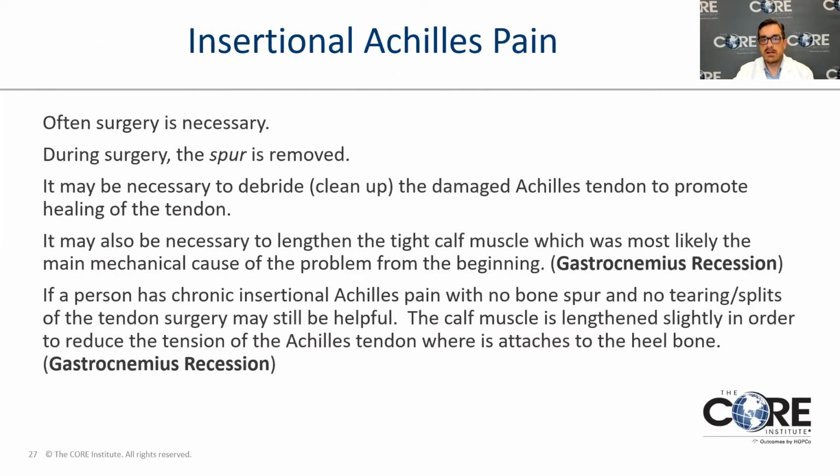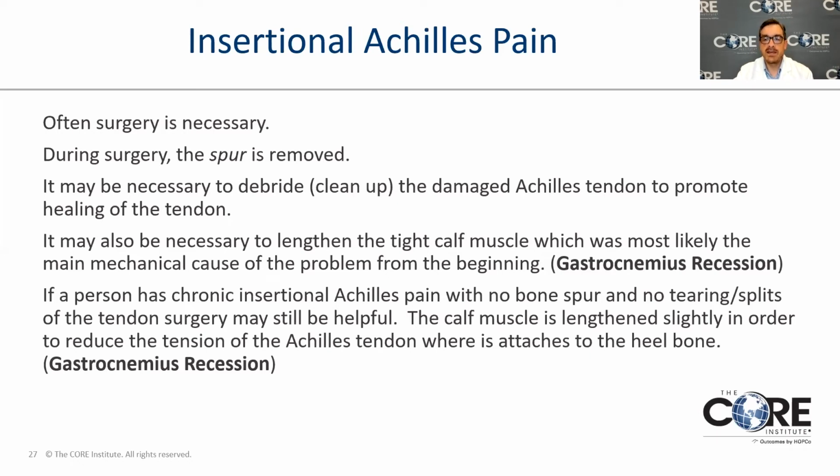Oftentimes surgery is necessary, in reality it's most of the time. The MRI is typically indicated, or ultrasound, because it may be necessary to clean up the Achilles tendon or repair the damaged tendon. If a person has extremely tight calf muscles, when we do this procedure, it is sometimes necessary to do a small procedure called a gastrocnemius recession, where we lengthen the gastrocnemius muscle or Achilles tendon slightly just to relieve the tension at the heel bone.